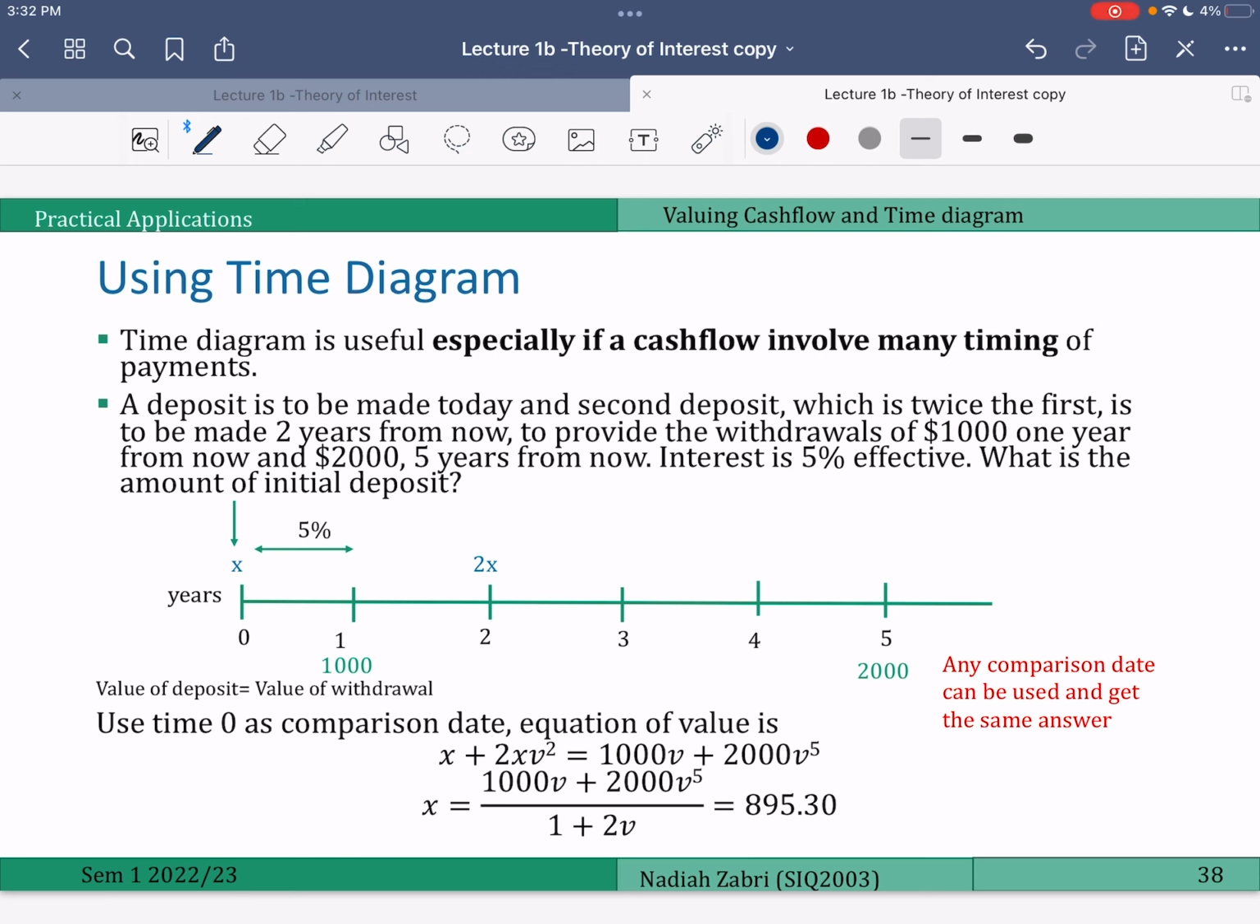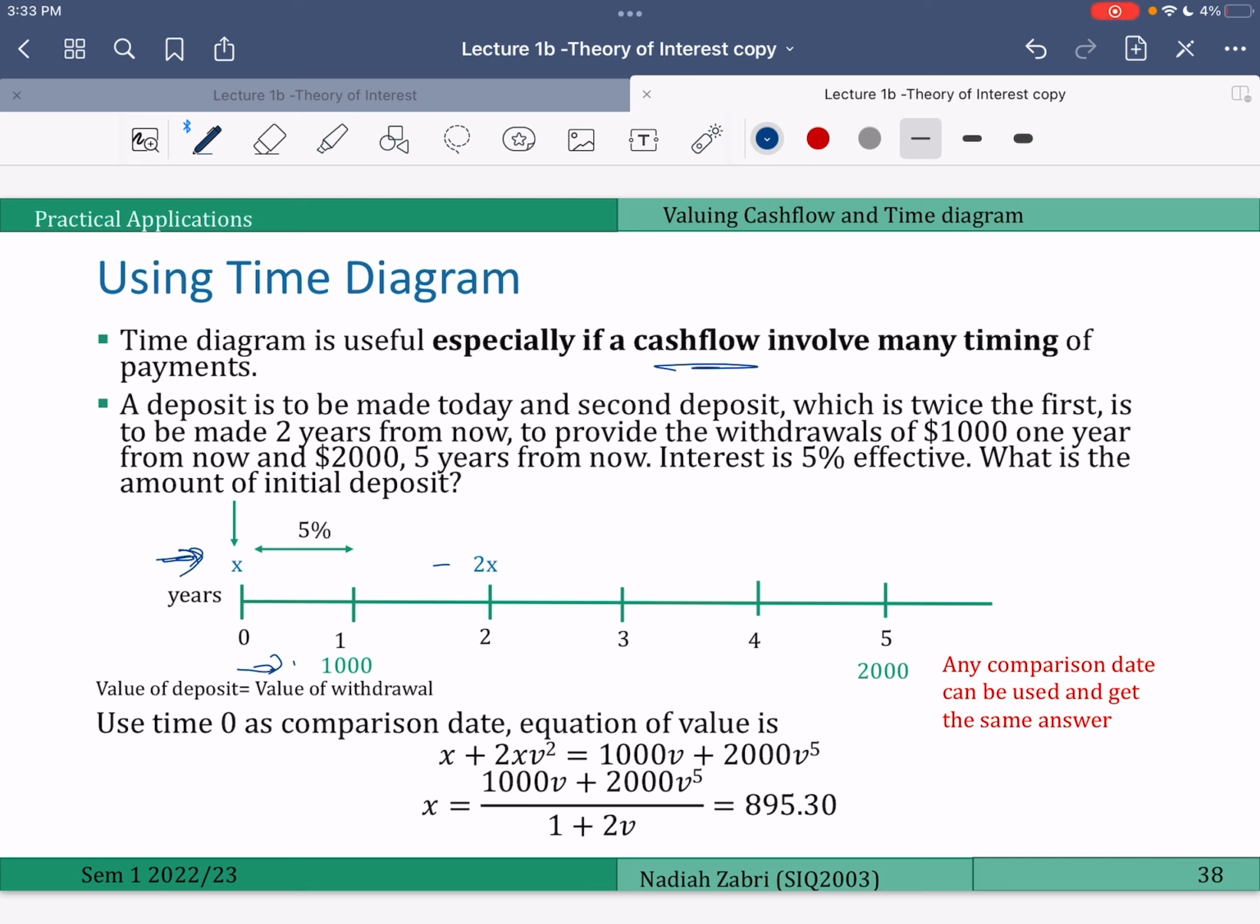Before this, I already used some time diagram already. But yeah, let's try to see how this can be done. It's very useful to use time diagram because you can see, especially if a cash flow involves many timings. So usually this is how we do it. The amount, we put it either on top or at the bottom. But if we are talking about two different cash flows, cash flow 1, cash flow 2, it's better to put one at the top and one at the bottom, right? So that you don't confuse yourself.